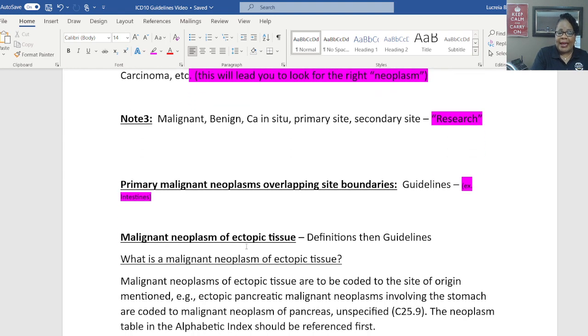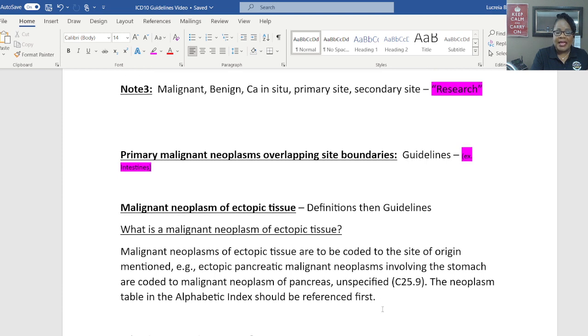And then malignant neoplasms of ectopic tissue. So when I heard this first, I was like, okay, I know my malignant, my benign, my in situ, primary and secondary, ectopic tissue. So I had to look up what is malignant neoplasm of ectopic tissue. And it said malignant neoplasm of ectopic tissue are to be coded to the site of origin mentioned. For example, ectopic pancreatic malignant neoplasm involving the stomach are coded to malignant neoplasms of pancreas, unspecified.